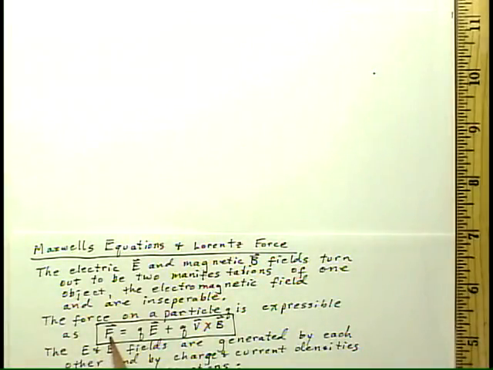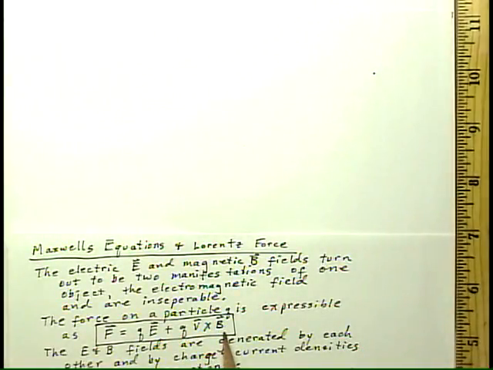So on the one hand, we have Newton's equations, which say mass times acceleration, or better yet, the time derivative of the momentum of a particle of mass m and charge q, is going to be the charge on that particle times the electric field at the point where the particle is located, plus qv cross B at the point where the particle is located.